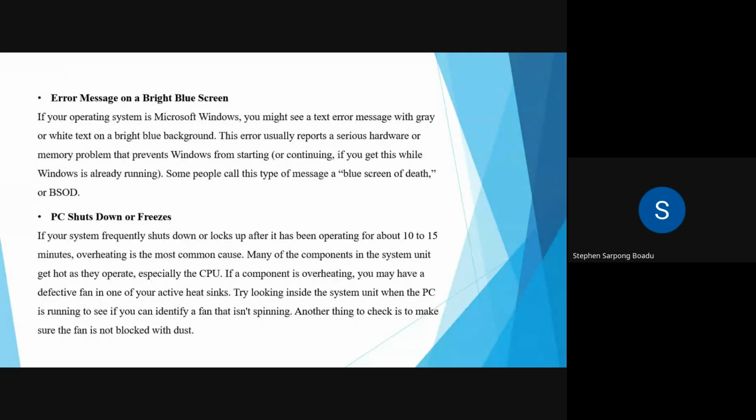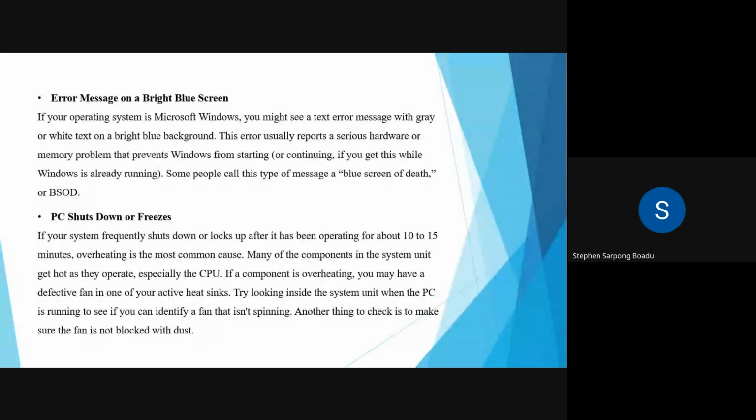So overheating is normally the common cause of freezing and shutting down of your PC on its own. This happens because the CPU, the graphics card and the power supply produce heat, and if the heat is not removed, the system automatically shuts down or locks up to protect itself. Because too much heat might damage the system, it must shut down so that it will cool down.